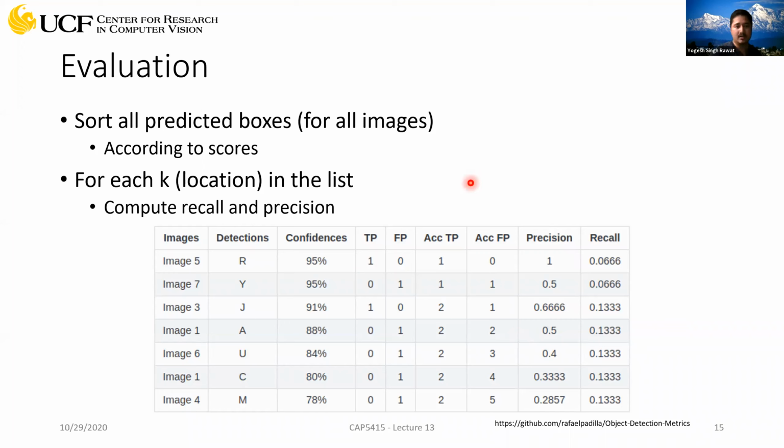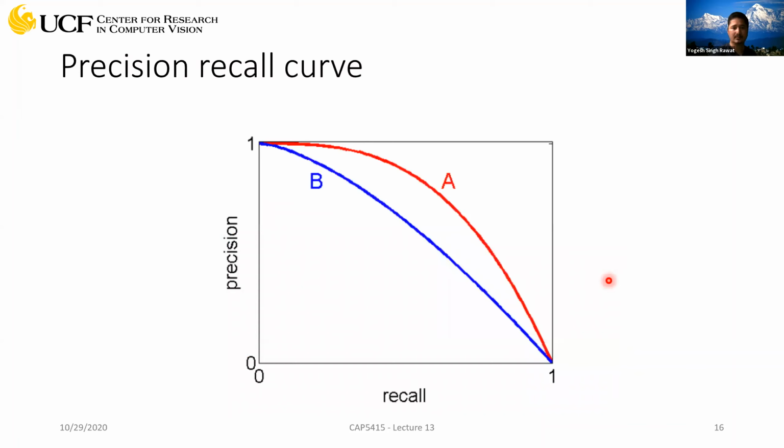All right. Now, once you have this list, what you will have to do is plot these precision recall points in a graph. Something like this.